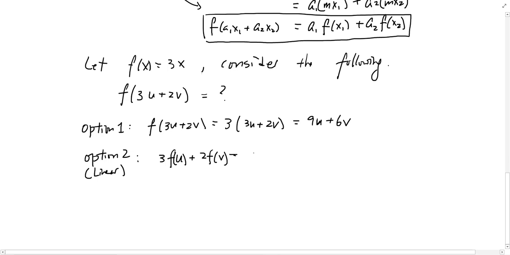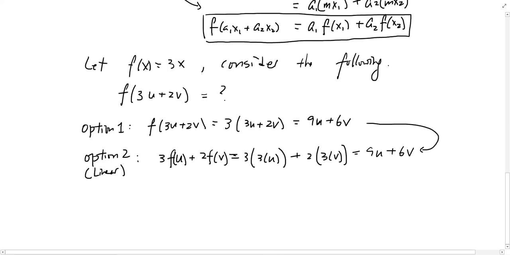So let's see if that's the case. That would be 3 times f of u, and f of u would be just 3 times u, plus 2 times f of v, which is just 3 times v. So therefore, it would be 3 times 3 times u, that would be 9u, plus 2 times 3 times v, which is 6v. Voila! These two are the same.